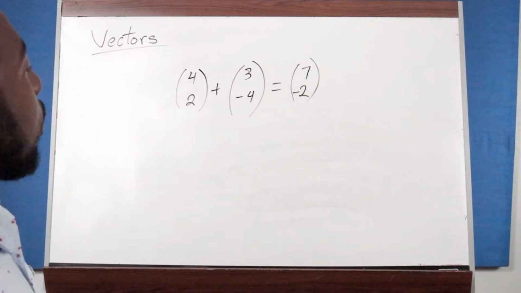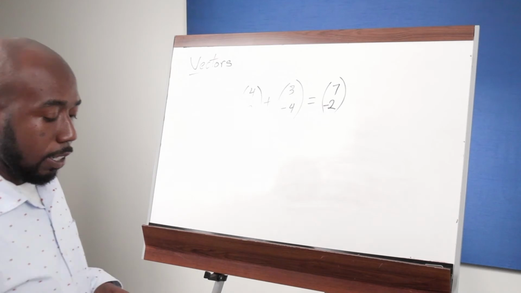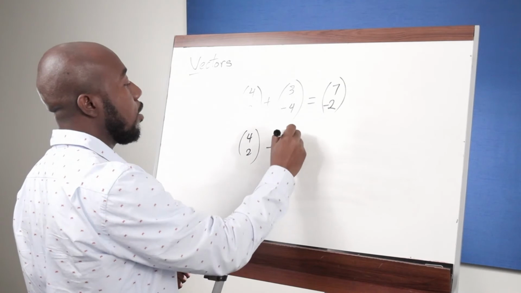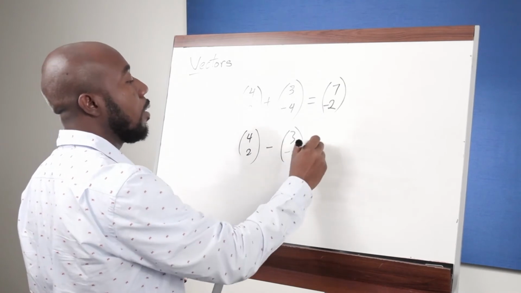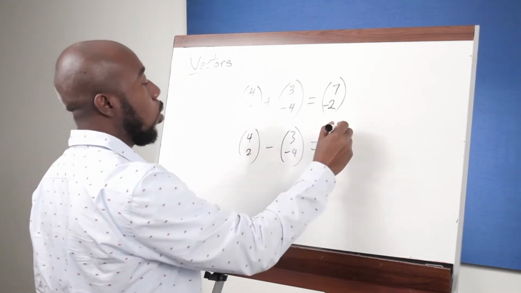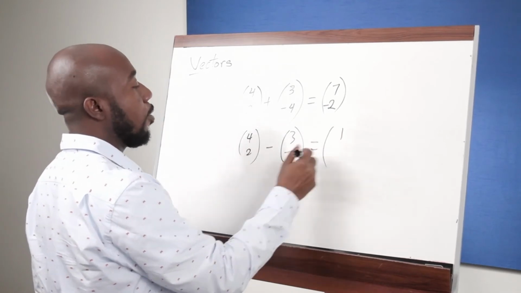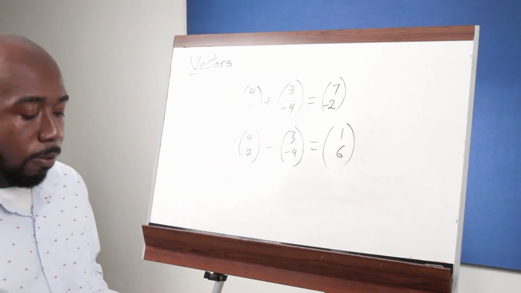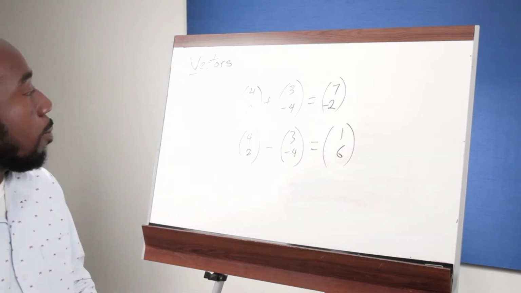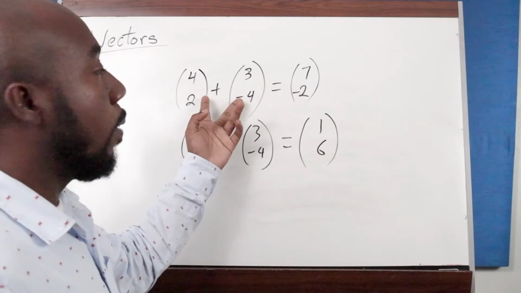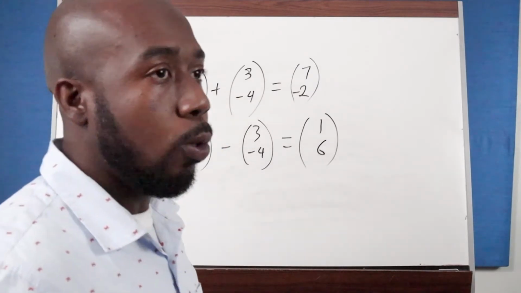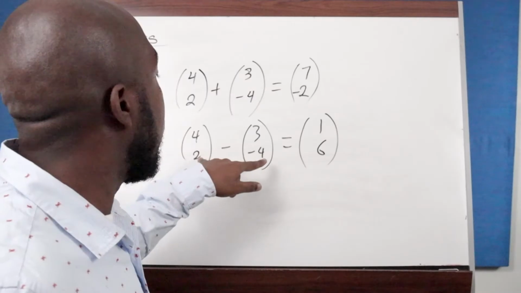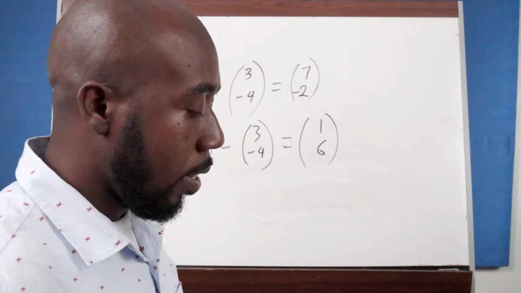Alright? Likewise, if you subtract, it's the same thing. Let's say we have (4, 2). This time we're subtracting (3, -4). Same thing. You see 4 minus 3 is 1, and 2 minus negative 4 becomes 6, as minus a negative is a positive. So what we normally do to add and subtract vectors is add the x's and add the y's. Likewise for subtraction, subtract the x's and subtract the y's.